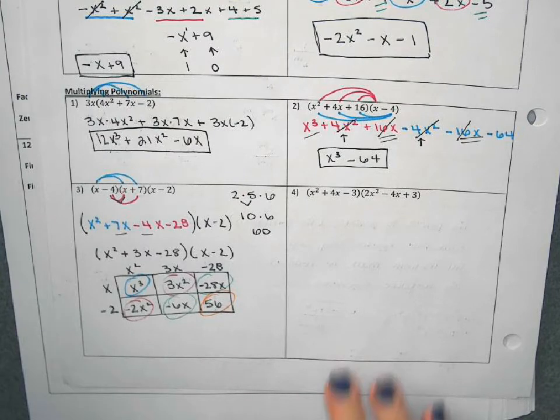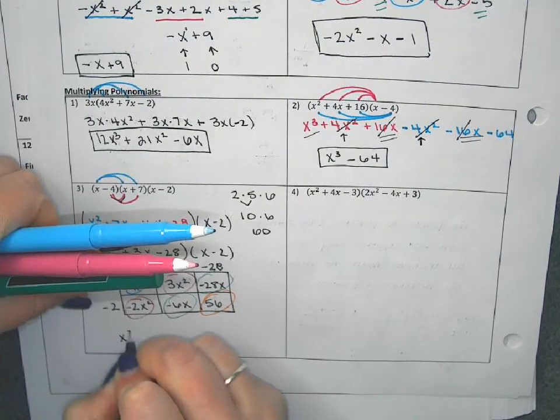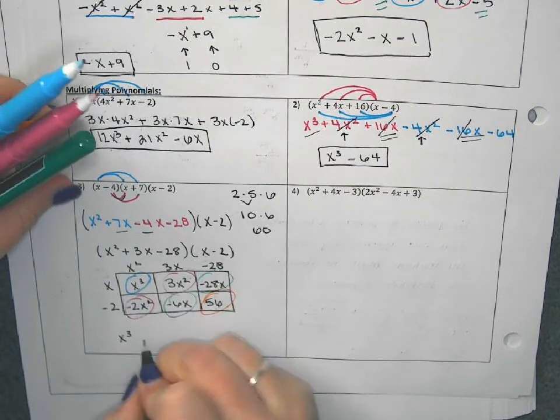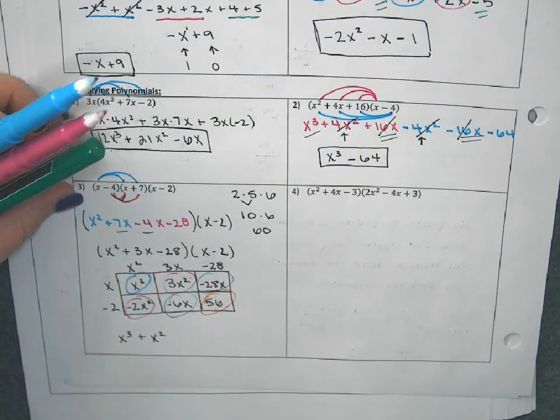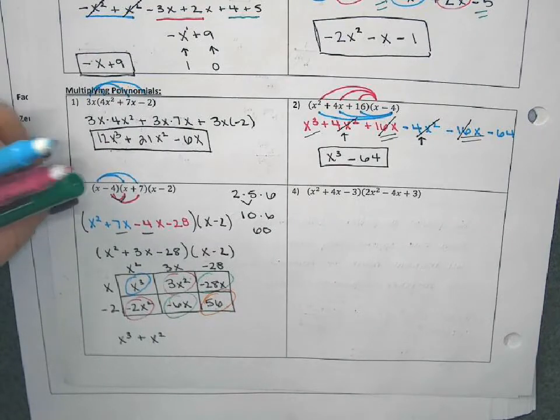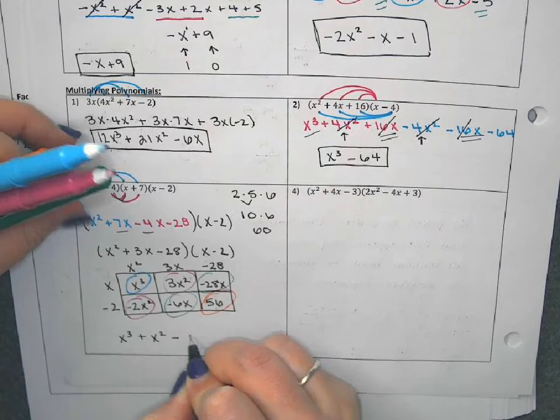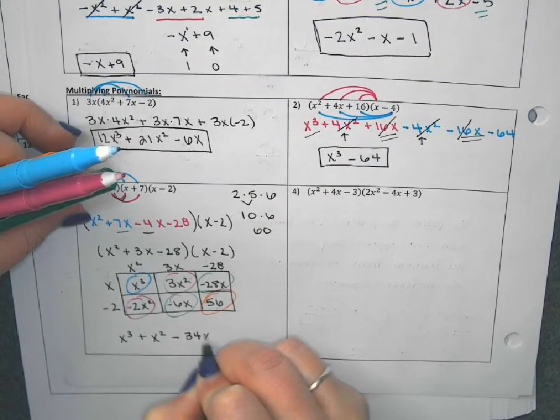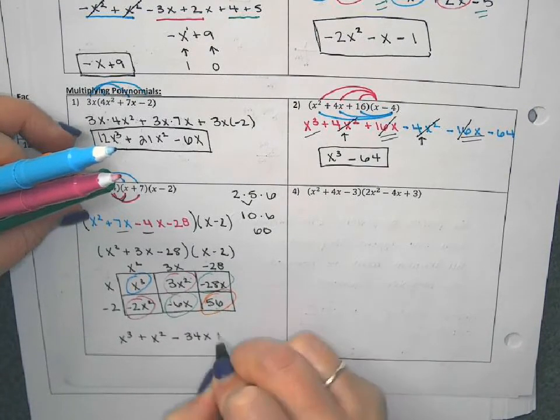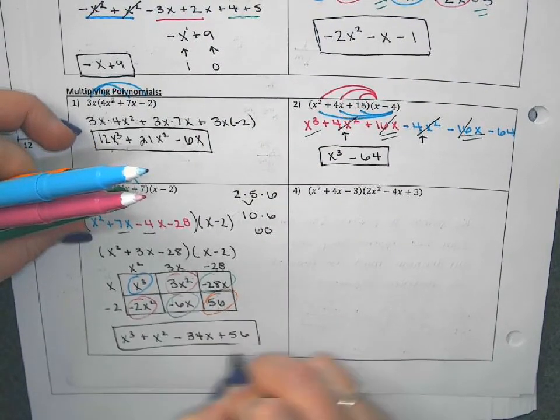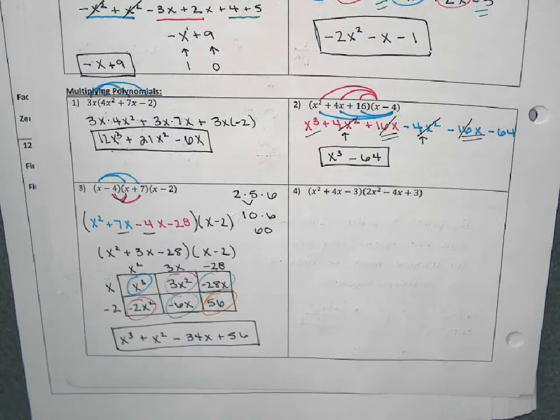So when we write this, our final answer is going to be x to the third, which has to come first. 3x squared and negative 2x squared is plus x squared. Negative 6x and negative 28x is going to be a negative 34x, plus 56. And that would be your answer.